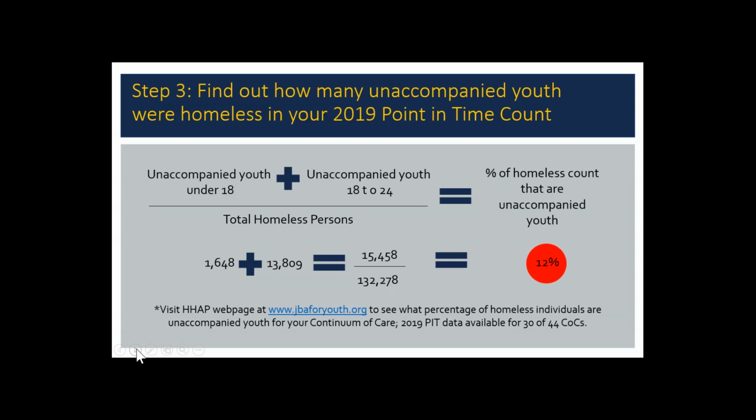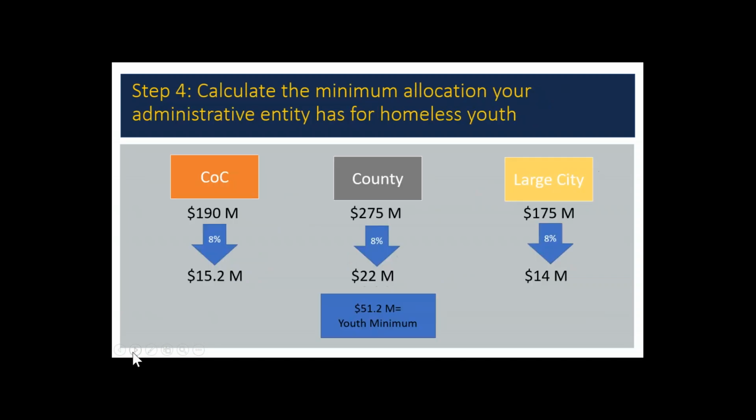And so I really want you to go out and find that information, either from our spreadsheet, or if the number wasn't there, we're going to keep trying to find that locally, but you can do it on your own as well. And so what you have here is the number of unaccompanied youth under 18 plus the number of unaccompanied youth 18 to 24 divided by the total number of homeless persons. And so for 2017, that was 12%. And then you're really calculating from there.